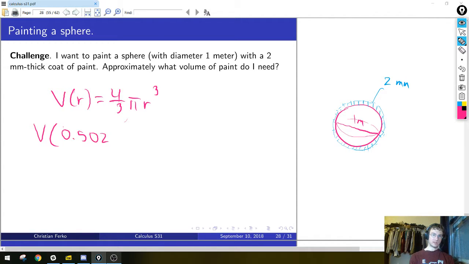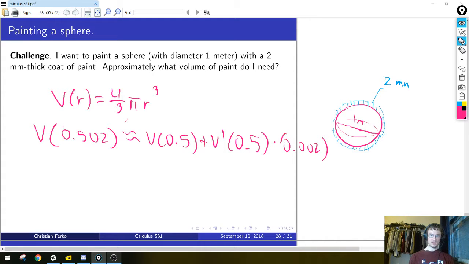0.502, right? Because that would be the 2 millimeters. So you're saying we should approximate this as v at a half plus the derivative at a half times the distance between these two, which is 0.002. Is that the claim? Yes. Good job doing all the work. Okay, well, I was just making sure I understood what you said.